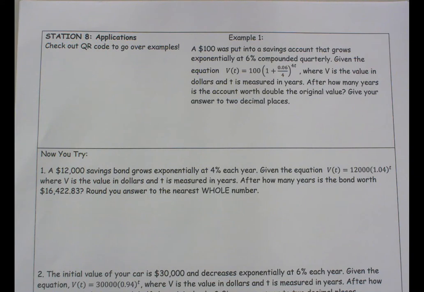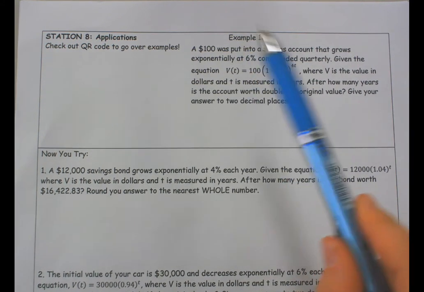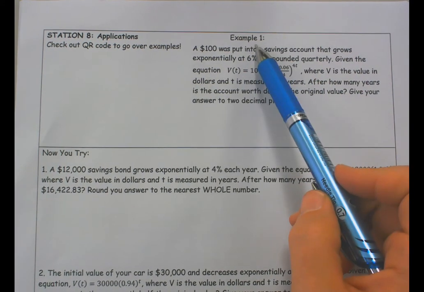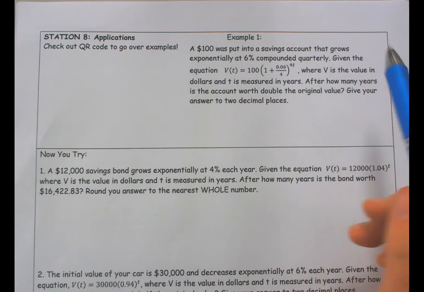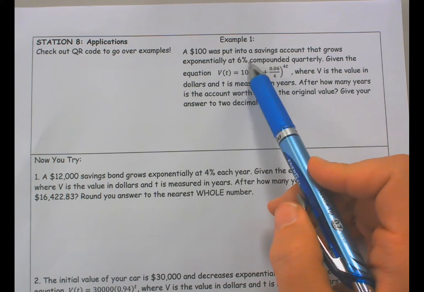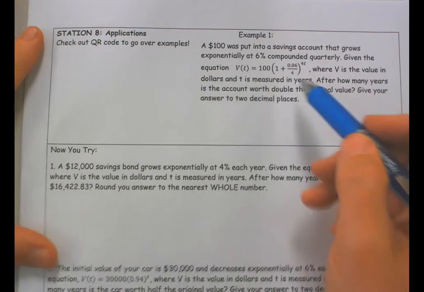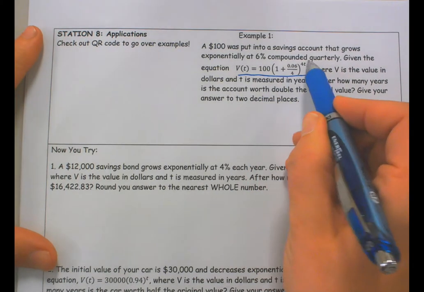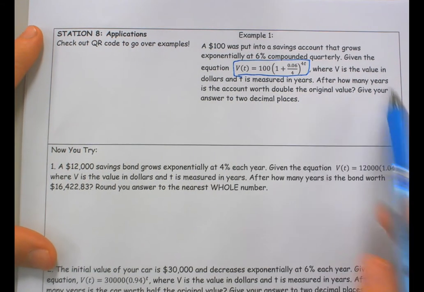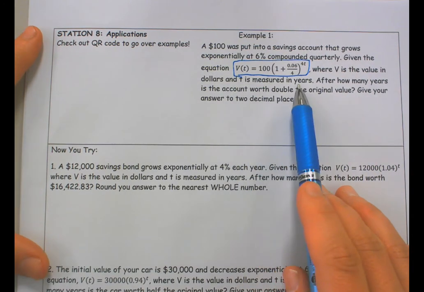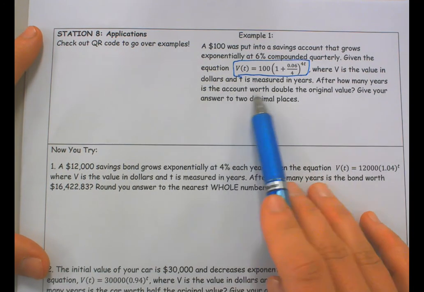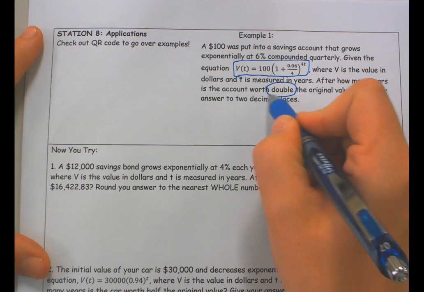All right, so this video is to go over Station 8, which is those application questions. If we look here, for example 1, it says $100 was put into a savings account that grows exponentially at 6% compounded quarterly. Given the equation, so they actually give us the equation for our compounded interest here, where V is the value in dollars and T is measured in time. After how many years is your account worth double the original value?